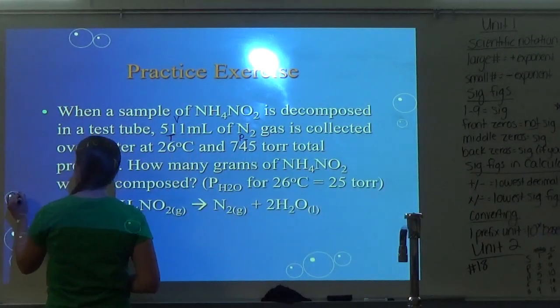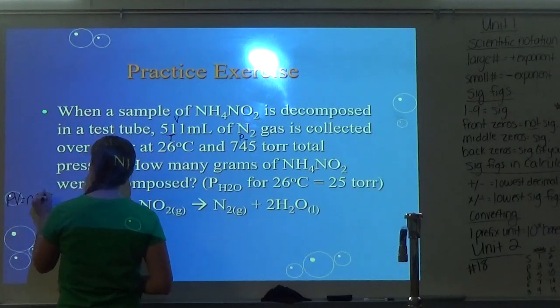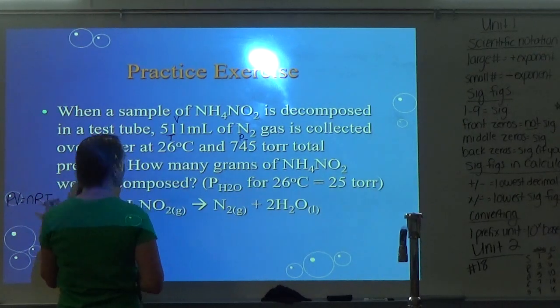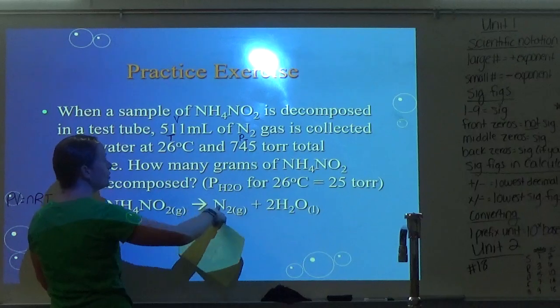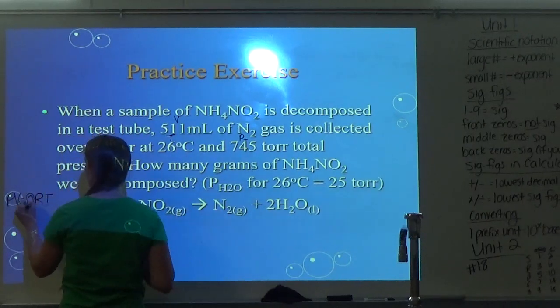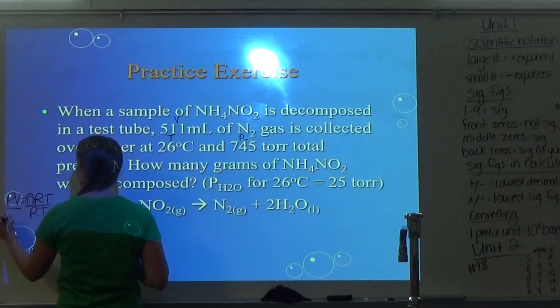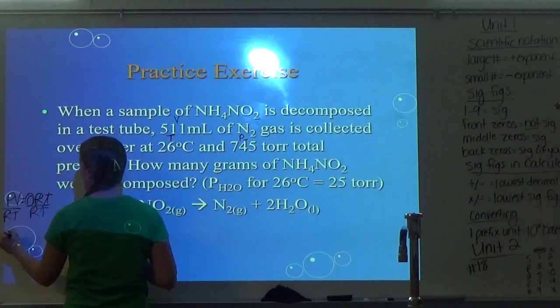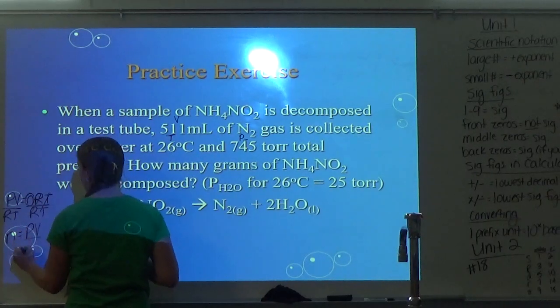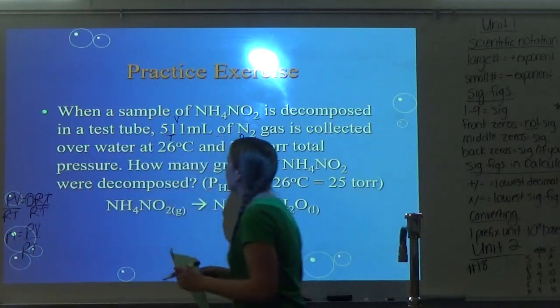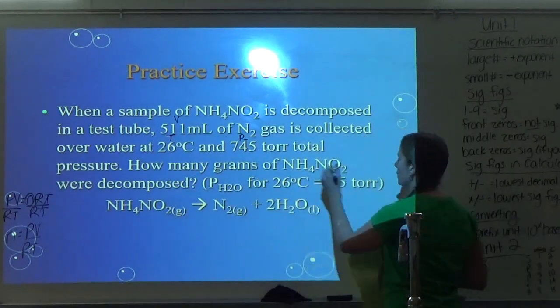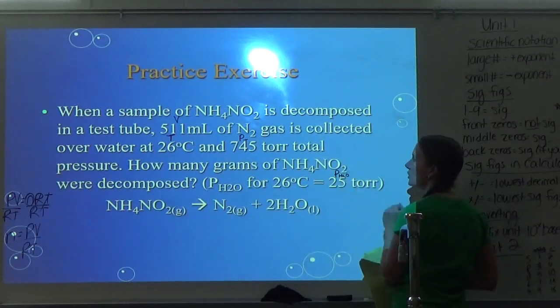All right, so we have PV equals nRT. We're trying to solve for moles of N2. That's what I'm looking for first. Because remember, if I'm going to do a stoichiometry problem, I need to know moles or grams of something. So first I got to figure out my pressure. So here's the total pressure, here's the pressure of just water.